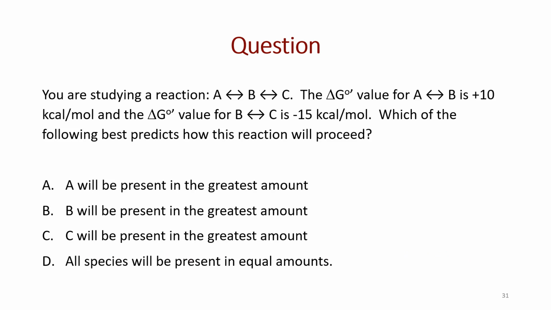Okay, here you're studying a reaction. Again, A goes to B and B goes to C. And we're telling you that the delta G naught prime value for A to B is positive, so it's positive 10. And the delta G value for B going to C is negative 15 kilocalories per mole. Okay, so which of the following best predicts how this reaction will proceed?